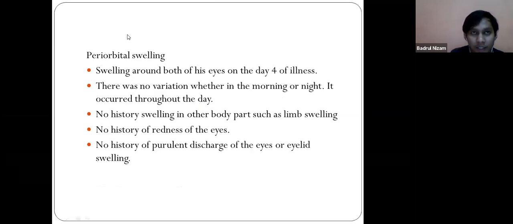Okay, the patient also developed swelling at the periorbital areas, on day 4 of the fever. There was no variation of the swelling between morning and night. It occurred throughout the day. There is no other history of swelling in other body parts such as limb swelling, and it was not associated with any redness of the eyes, any purulent discharge of the eyes, or any eyelid swelling.